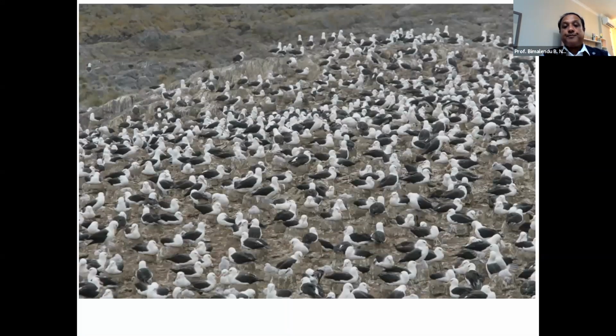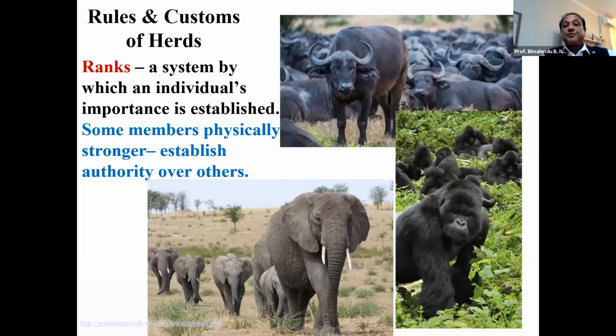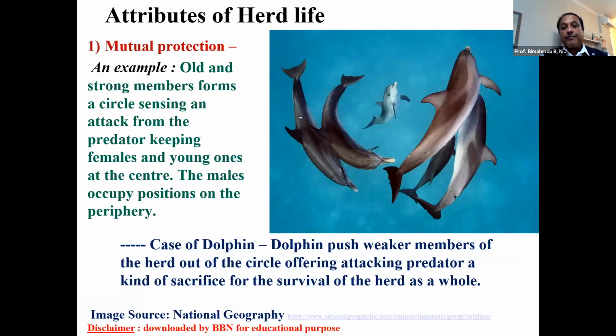Okay, so there are some rules and customs of the herds, a system by which an individual's importance is established. Some members, physically stronger, establish authority over the others, and they lead. So the ranking is very, very important in many of the herds. There's somebody like sort of elected or nominated, like in the human scenario, but sometimes physical strength is there, sometimes experience is there. And that is also another interesting piece of research, how the rankings are made.